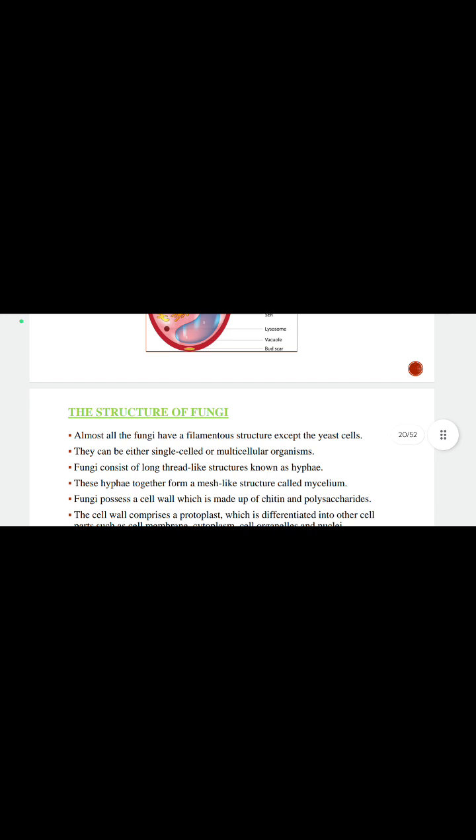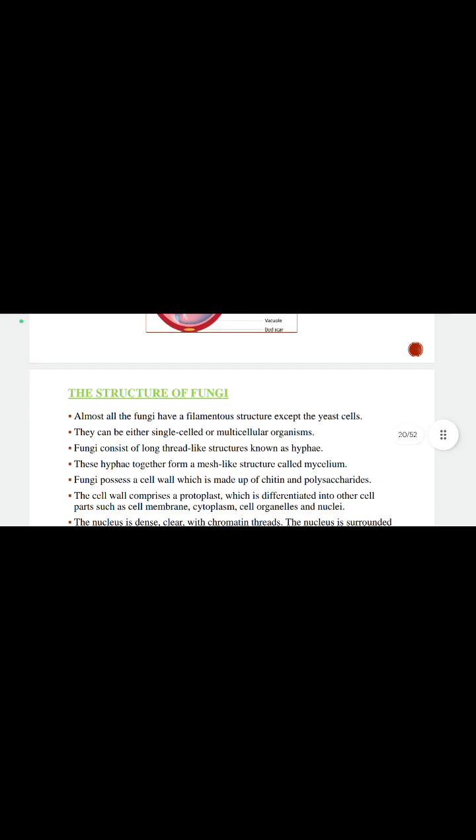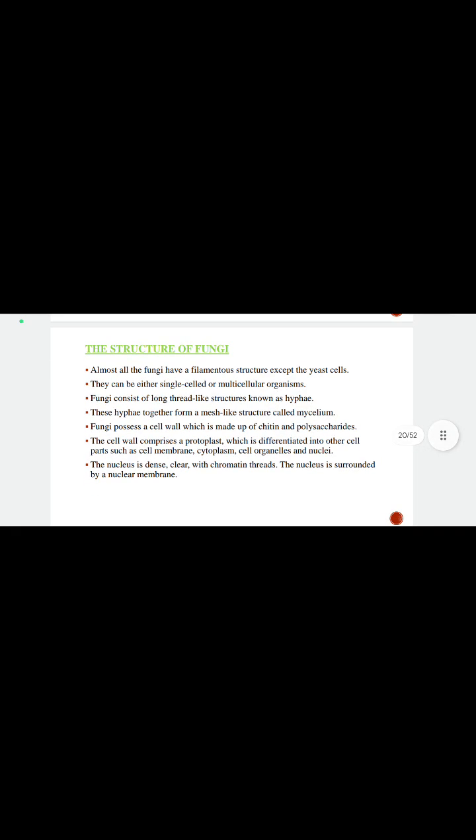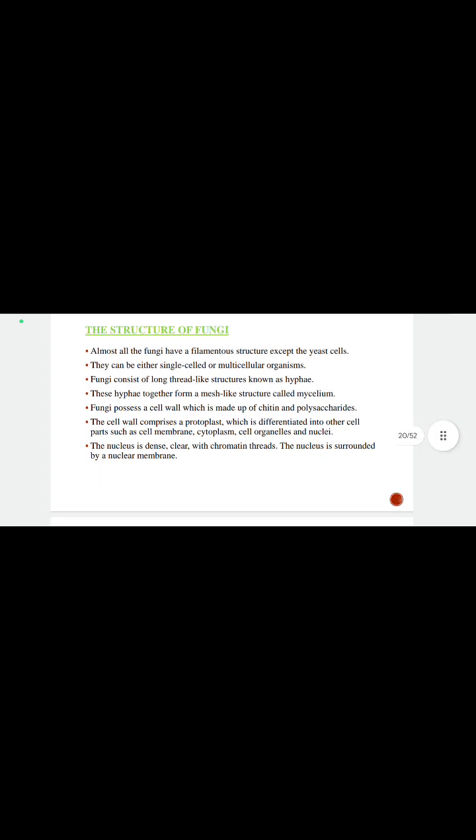Almost all the fungi have a filamentous structure except the yeast cell. They can either be single-celled or multicellular organisms. Fungi consist of long thread-like structures known as hyphae. These hyphae together form a mesh-like structure called mycelium. And fungi possess a cell wall which is made up of chitin and polysaccharide.